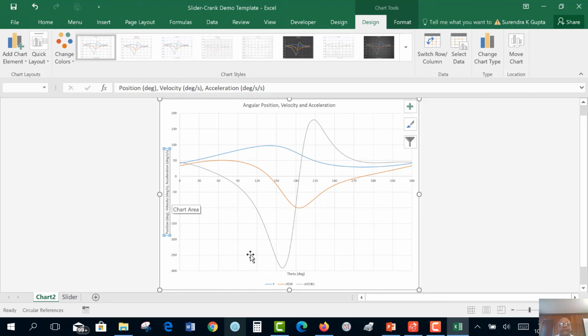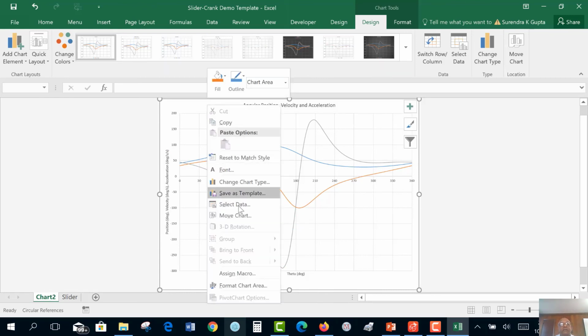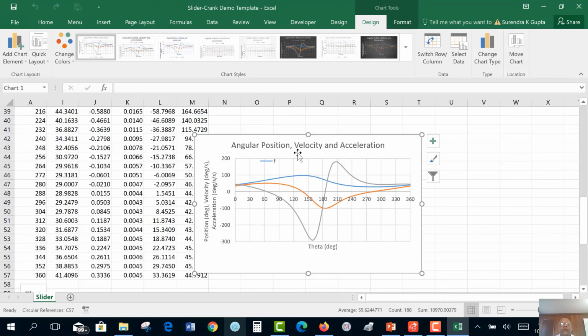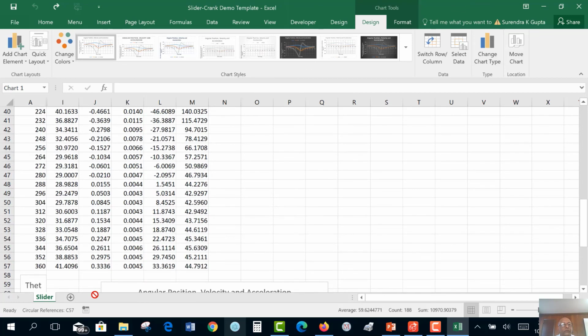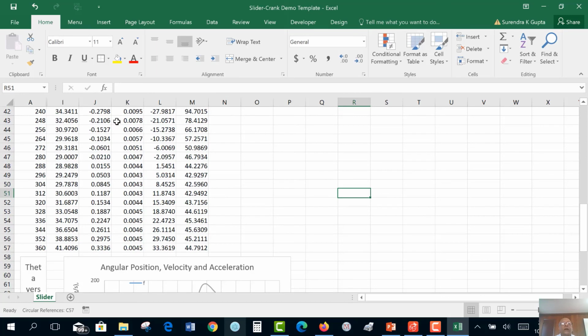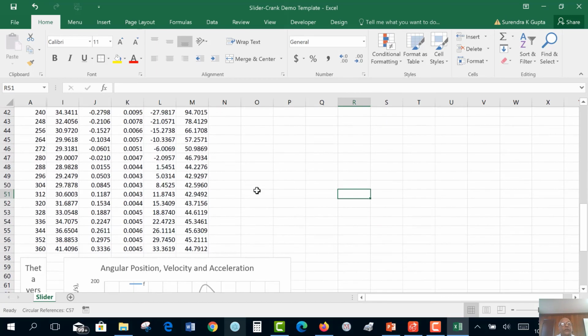Let's also move this legend kind of up. We are good. Move it back to our sheet, and we are going to drag this down. Let's drag this down. Okay, that's all we need to do.